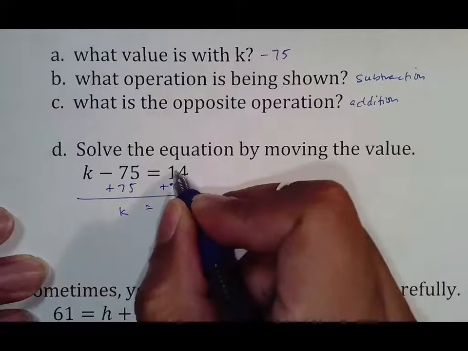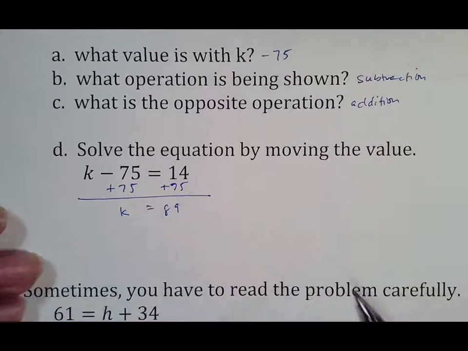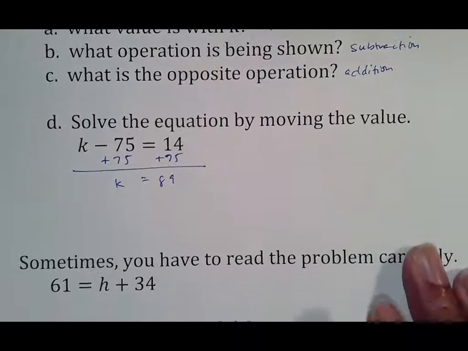4 and 5 make 9. 1 and 7 make 8. Should be K equals 89 as your answer there. So again, not bad. Just make sure again that you are paying attention to the fundamentals of this.